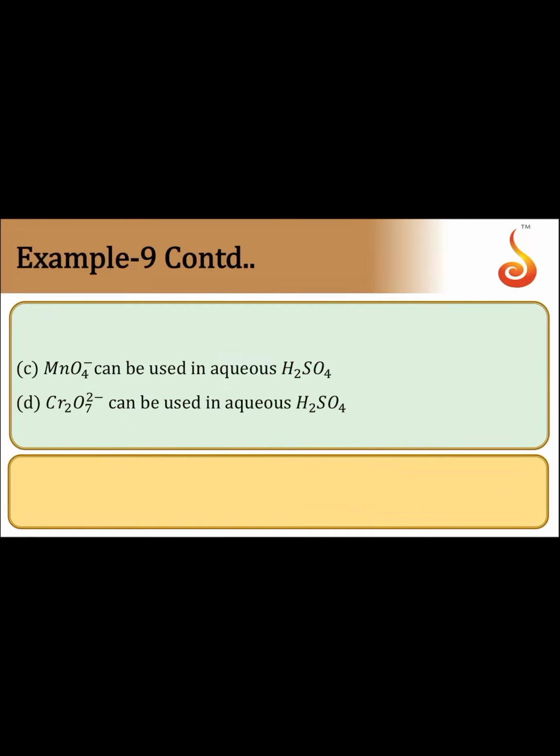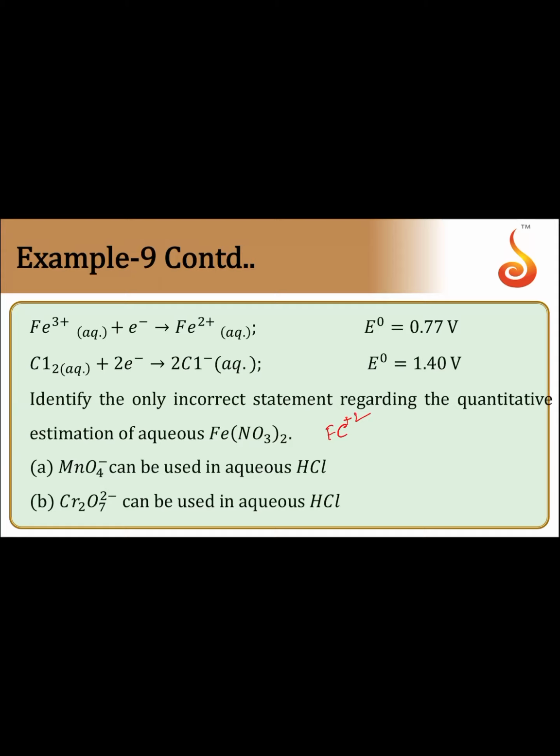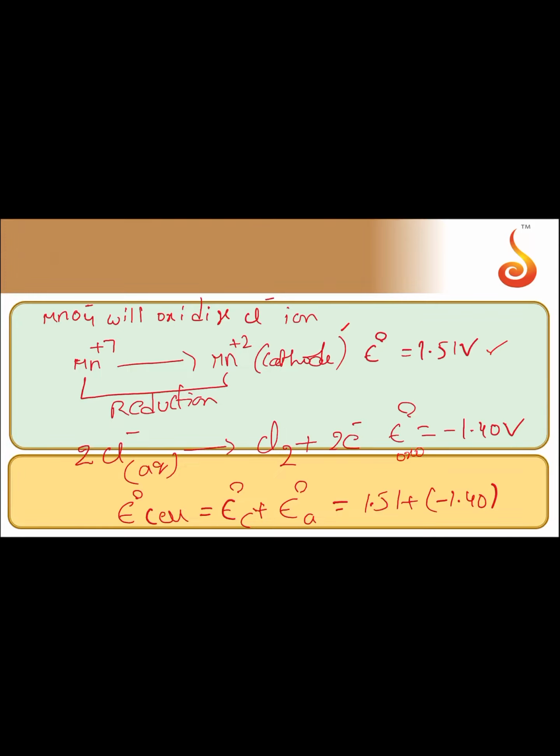First of all, the given reaction is Cl2 plus 2 electrons gives rise to 2Cl-. Its E0 reduction potential value is given as 1.40 volts. I am changing that into oxidation potential: 2Cl- aqueous gives rise to Cl2 plus 2 electrons. The oxidation potential value is minus 1.40 volts.